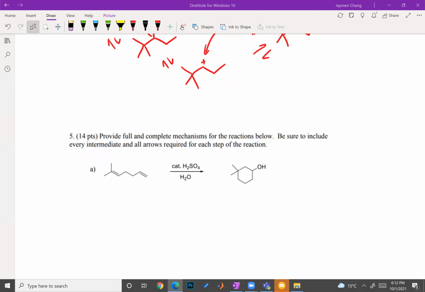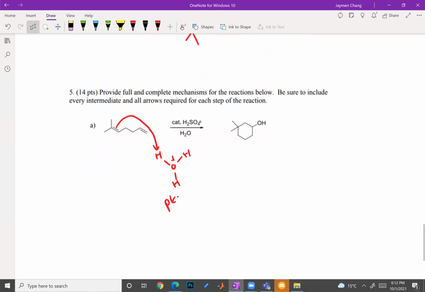And how are we going to go through this? Well, let's think about what happens when we add an acid to this alkene. We're going to have H3O+. This is going to be our chosen acid because it's in water. And the H2SO4 is a catalytic acid, which is going to form our hydronium ion, or basically acidic water. And the pKa here is about -2.